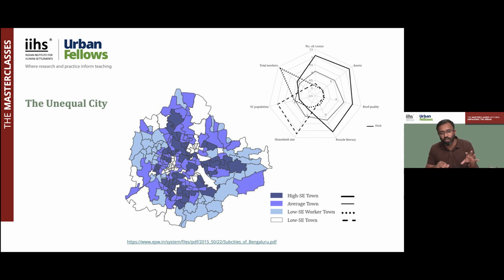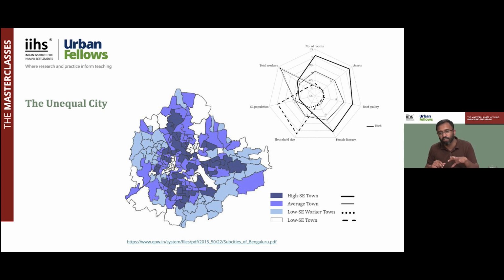So this is from one of our colleagues, an earlier work that shows the spatial heterogeneity in the city of Bangalore, and the Bangalore that we use here is BBMP, the Bruhat Bangalore Mahanagara Palike. And what this visual shows is different clusters based on ward level census data. The method picks different variables from the census data and categorizes wards into high socioeconomic town, average town, low socioeconomic worker town, low socioeconomic town, these four categories, right?